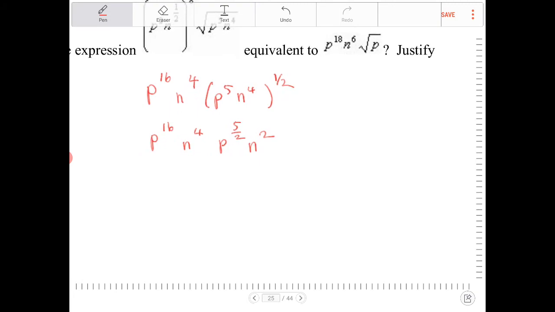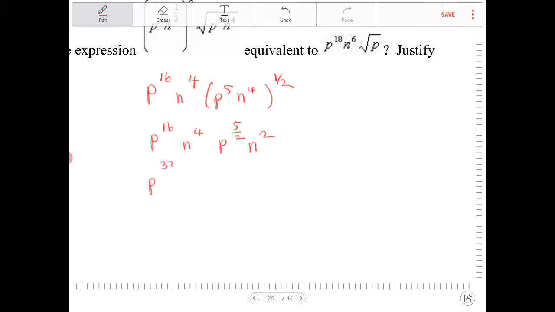Because these are all products, I am going to apply the product rule, which means if I have expressions with the same base, I can then add their exponents because they are a product here. So p to the 16th and p to the 5 halves, common denominator, right, of 2, 16 becomes 32 halves.